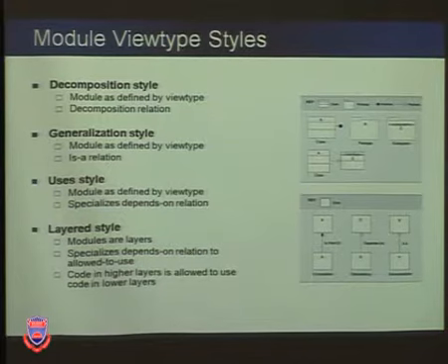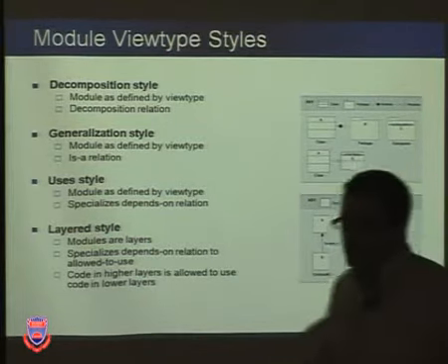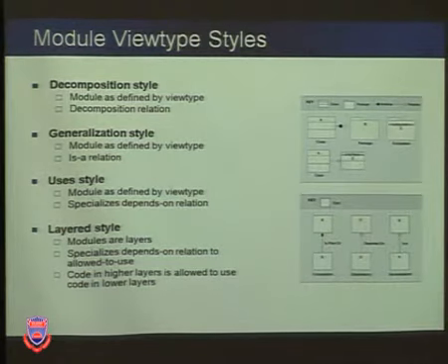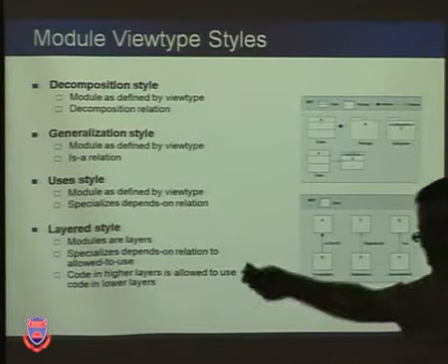So in essence, a decomposition style you can define like this: you can take the modules here plus a relation here. Generalization style is similar. It says you can just take the modules in the module view type, but just use the is-a relation. So if you describe architecture like that, then it's called generalization. It's an architecture view from the generalization style.